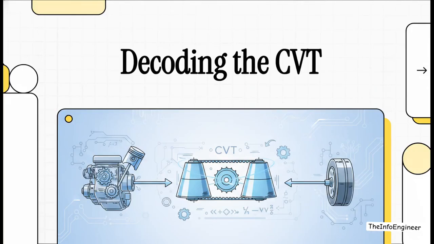Welcome to this explainer. Today, we're taking a look at a truly brilliant piece of engineering, the continuously variable transmission, or CVT. For decades, automotive engineers faced this massive bottleneck when trying to transfer power from an engine to the wheels. So today, we're going to look at the CVT not just as some car part, but as an elegant, mathematical solution to a fundamental mechanical optimization problem.